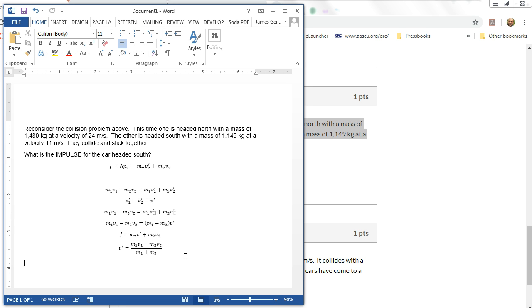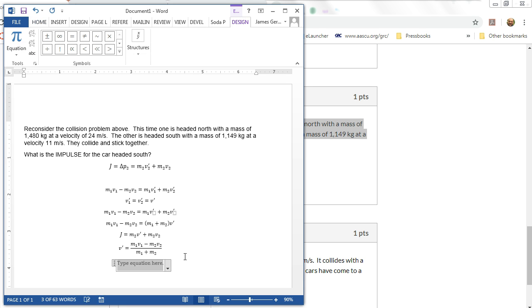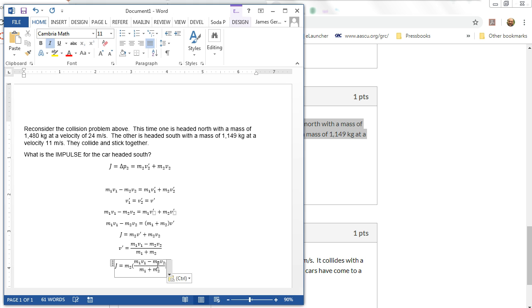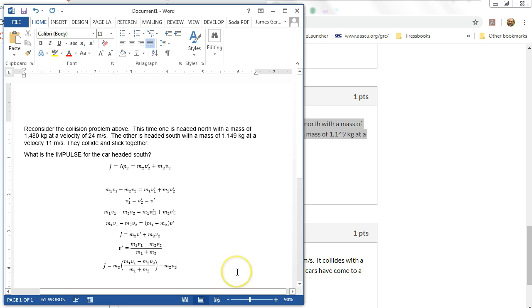Now we're after the impulse, right? So let's stick it in. J equals m2 times all of this. I'm just going to go up here, I can do a copy and paste. You guys have to go the long way around, right? Plus m2 v2. All right. Now we know the impulse on car number 2.